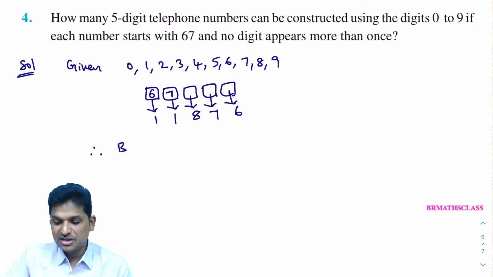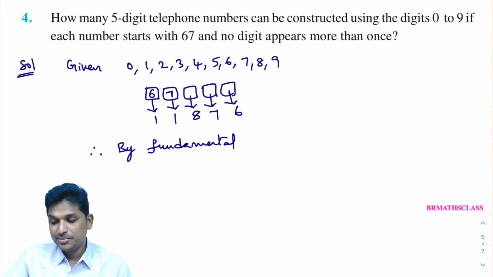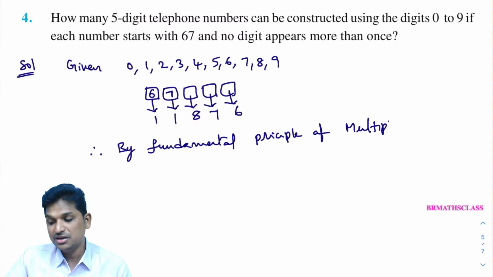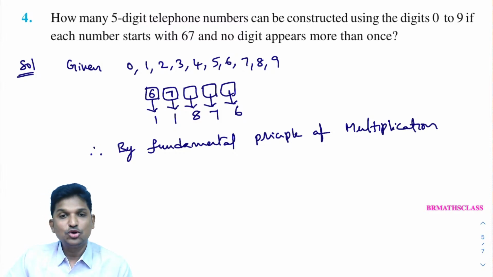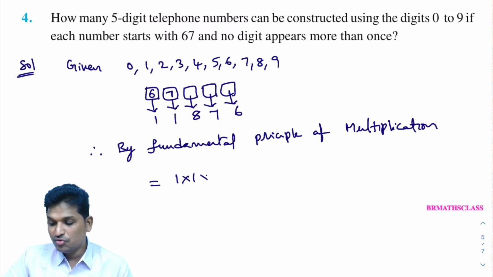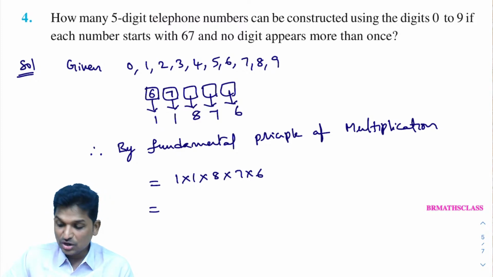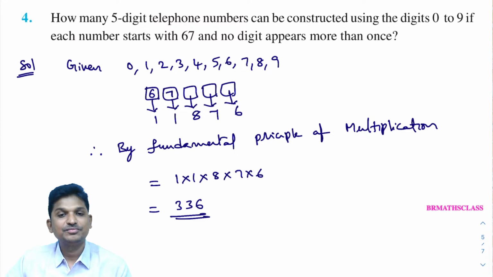Therefore, by the fundamental principle of multiplication, what can I say? The total number of 5-digit telephone numbers that can be formed using the given digits such that each number begins with 67 and no digit appears more than once is 1 into 1 into 8 into 7 into 6. If you multiply all these, you will get 336. I hope you are understanding, right?